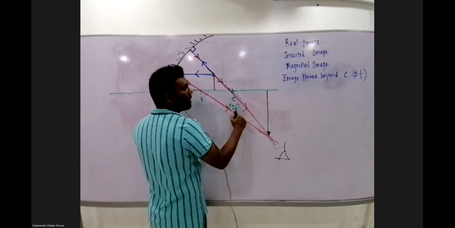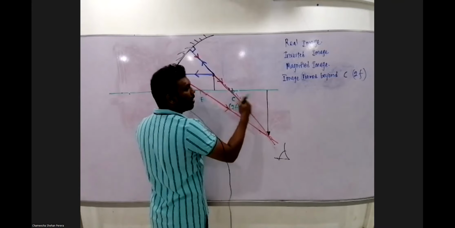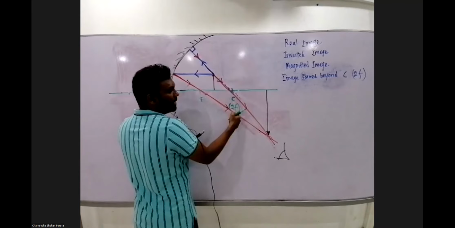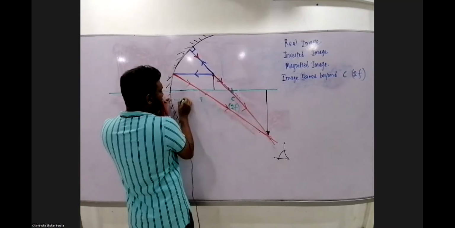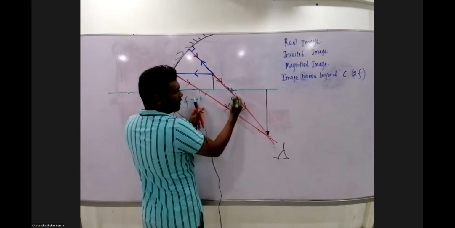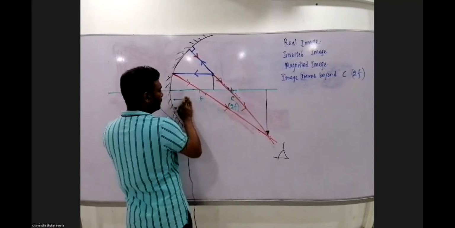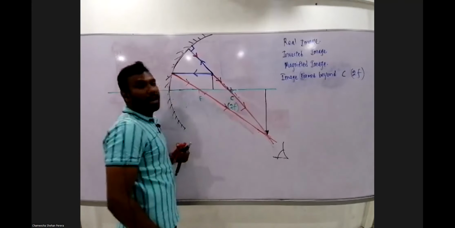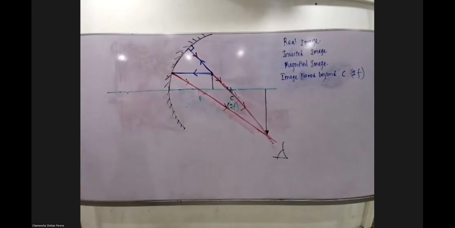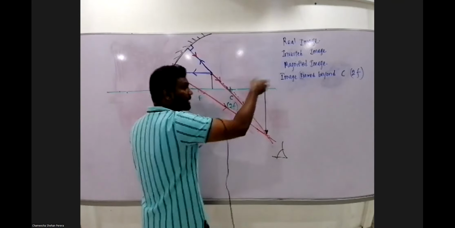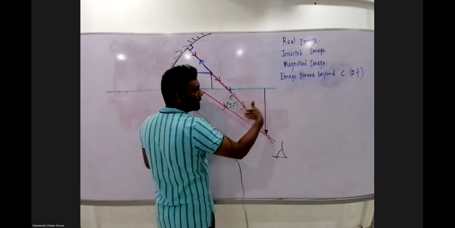C is the center of curvature. We call it 2F also. That means twice the focal length. This distance is called the focal length. Can you see that? Yes, sir. So the image is formed beyond the center of curvature, or else C.